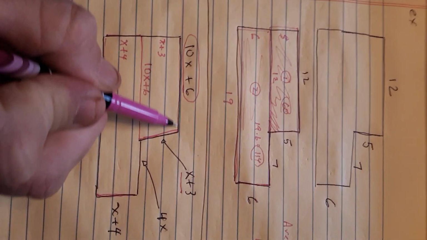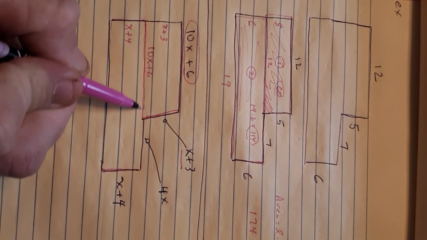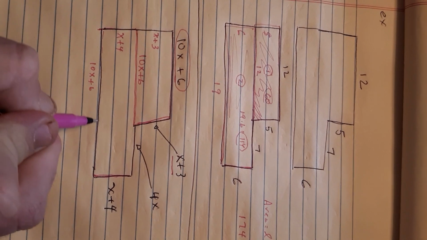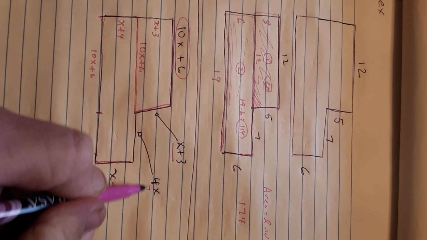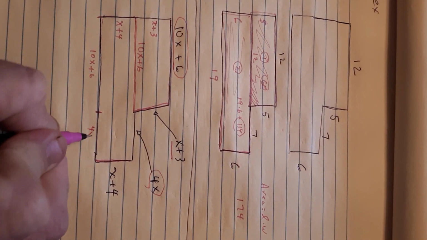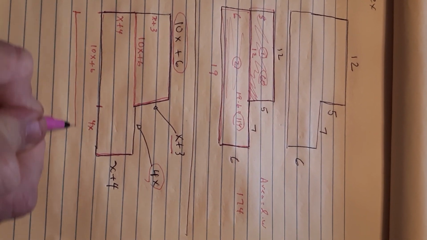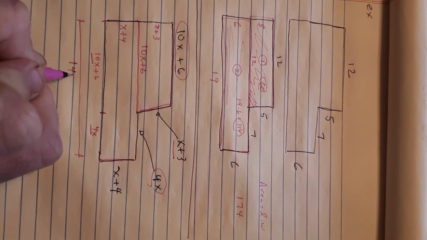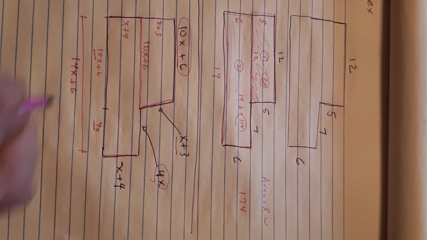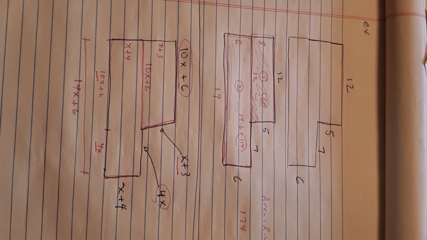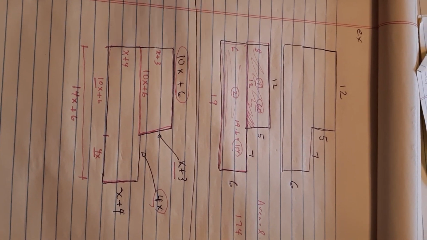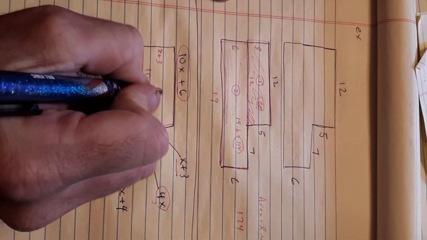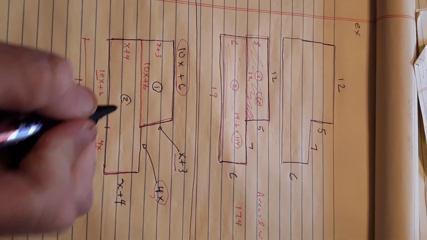Well, if that is 10x plus 6, that must be 10x plus 6 from here to here, and then that's got to be 4x. So my total bottom length would have been 10x and 4x, or 14x plus the 6. So how do I find the total area? Well, I'm going to look at it as region 1 and region 2.